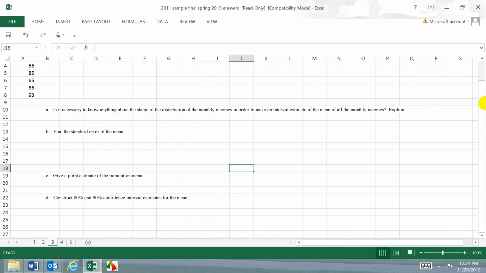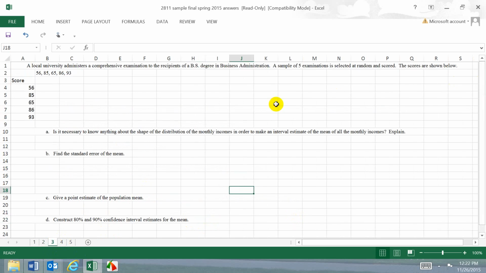Number 3. We have a set of data. A local university gave an exam. We have 5 exam scores, and the scores are shown below. A, is it necessary to know anything about the shape of the distribution in order to make an interval estimate of the mean? The answer is, as we said before, since the sample size is small, we need to know that the original distribution was normally distributed.